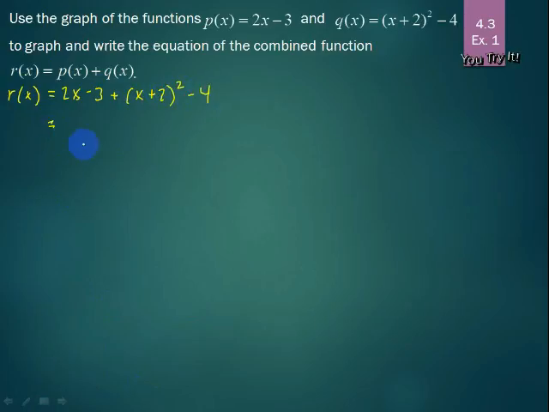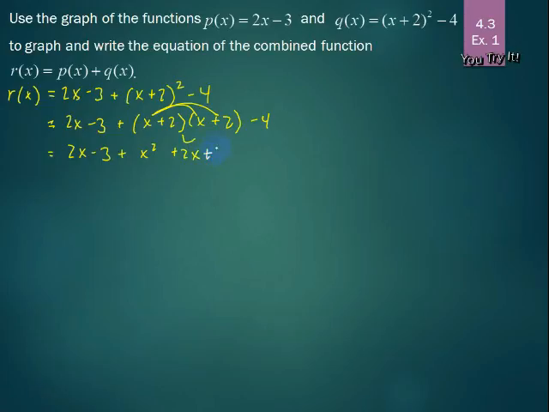And then simplifying that out, we first see that we can expand this (x plus 2) squared by writing it as (x plus 2) times (x plus 2), and then minus 4. And so simplifying this out, we can multiply out the (x plus 2) times (x plus 2). So x times x is x squared, x times 2 is 2x, 2 times x is 2x, and 2 times 2 is 4, minus 4.